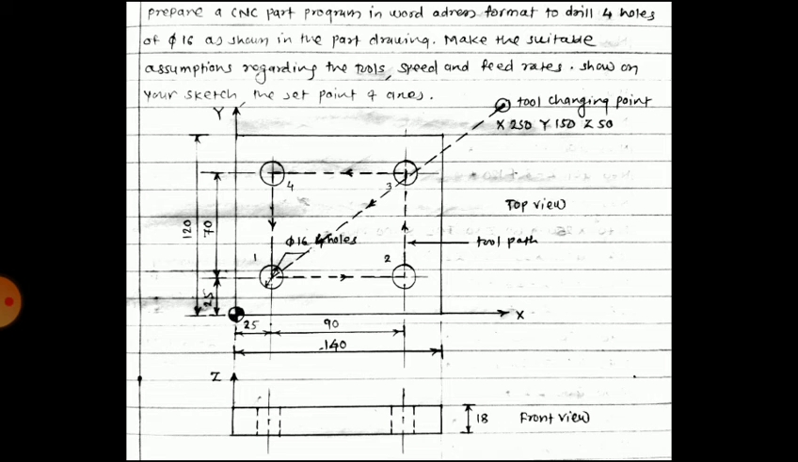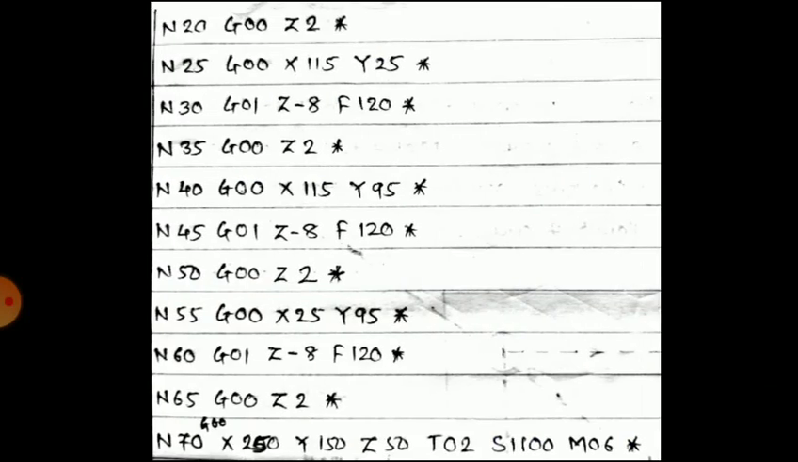Then N130 G00 Z2. So Z2 means take the tool back to the original position. All the drilling operations are completed. All the holes are drilled in the given workpiece. Now go to the tool change position. So the next block is N135 G00 X250 Y150 Z50. So the tool will go to the tool change position. Now the last block, that is N140 M30. That is, stop and finish the program.